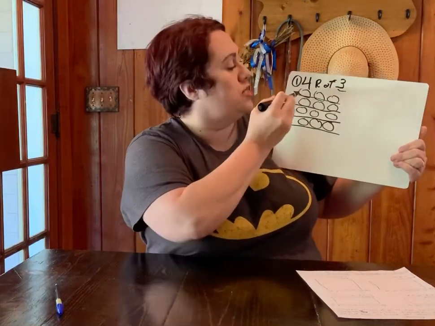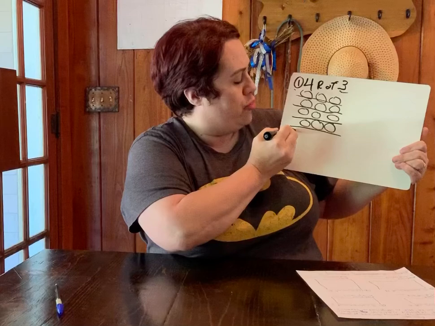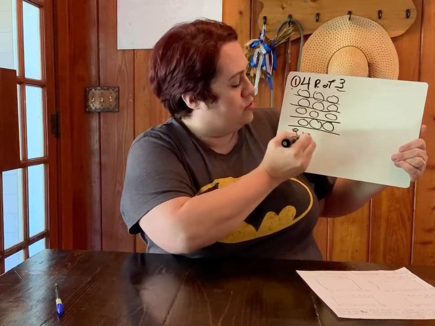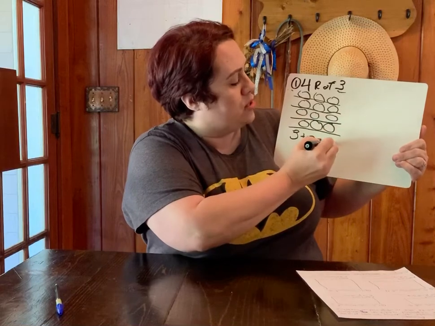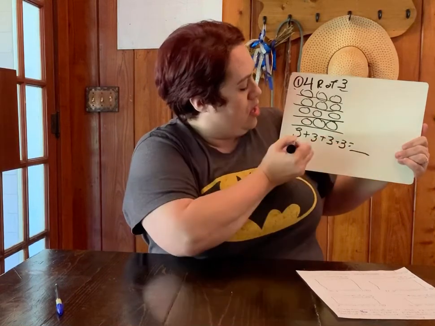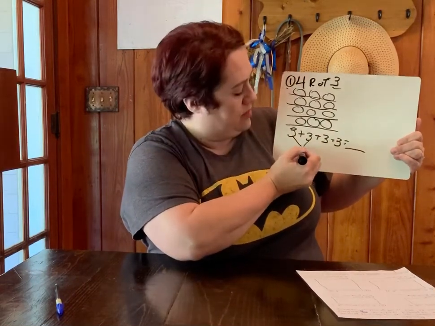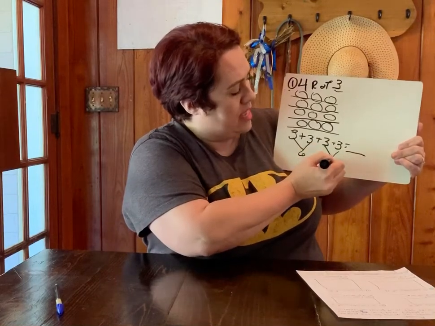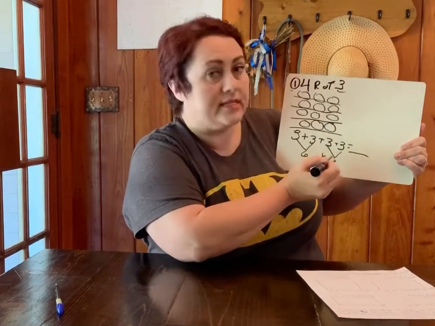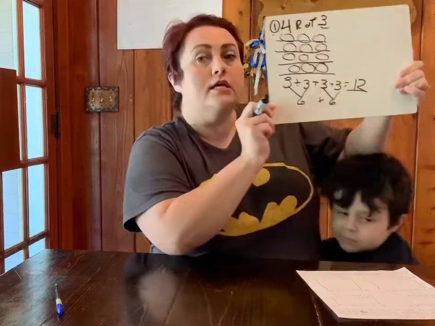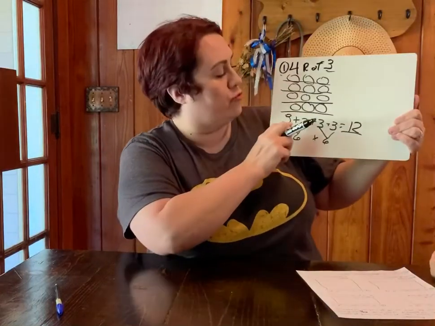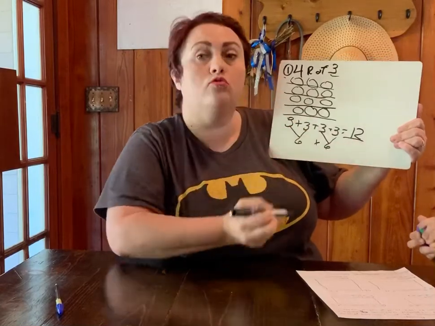So our repeated addition sentence would be what? 3 plus 3 plus 3 plus 3. So 3 plus 3 is 6. 3 plus 3 is 6. And 6 plus 6 equals 12. So 3 plus 3 plus 3 plus 3 equals 12.